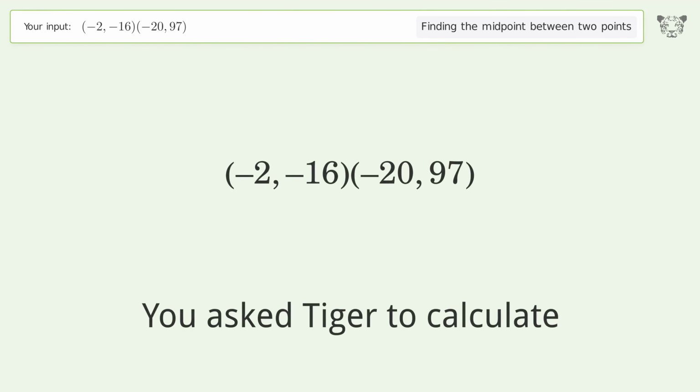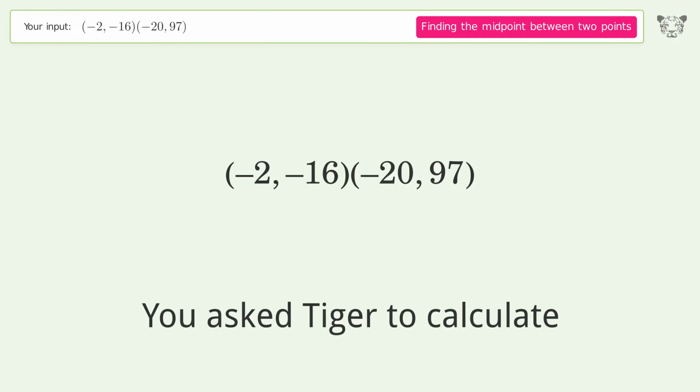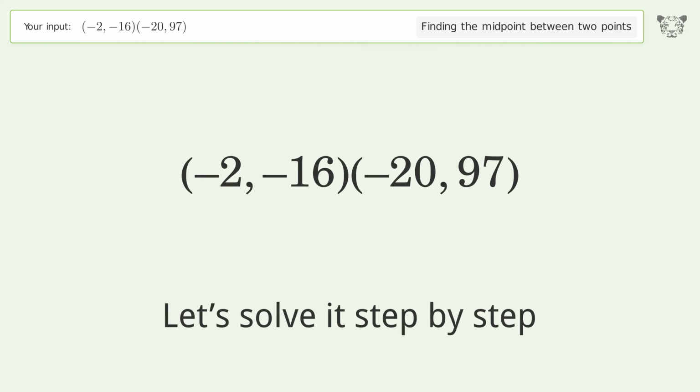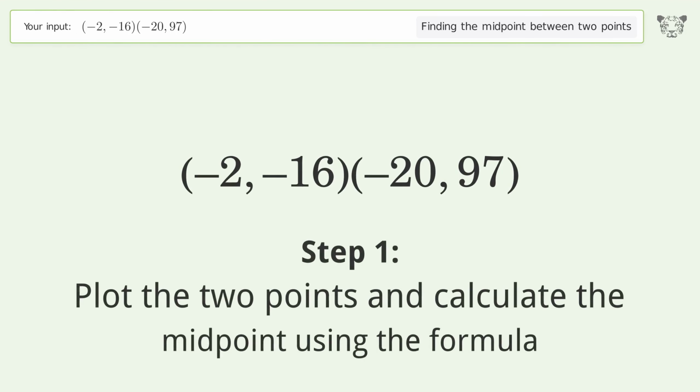You ask Tiger to calculate. This deals with finding the midpoint between 2 points. The midpoint between the 2 points is -11, 40.5. Let's solve it step by step. Plot the 2 points and calculate the midpoint using the formula.